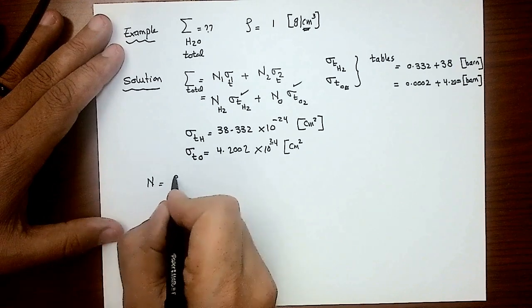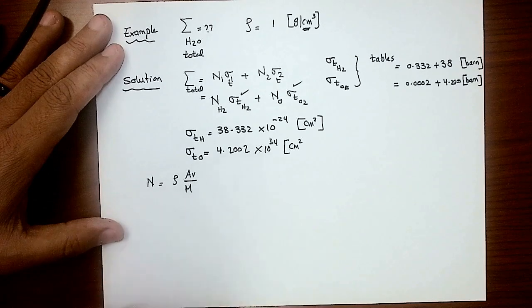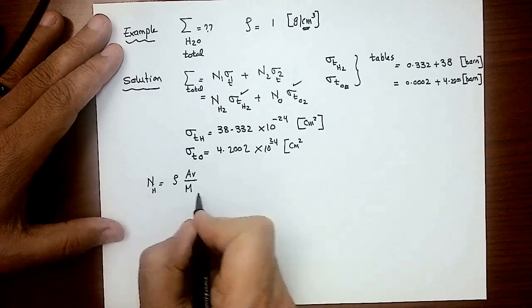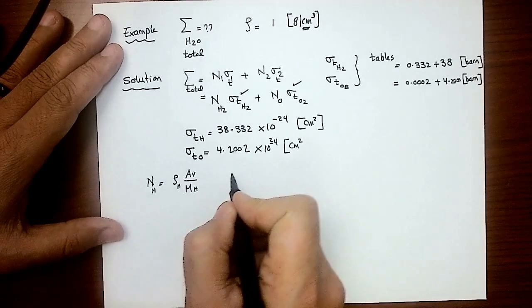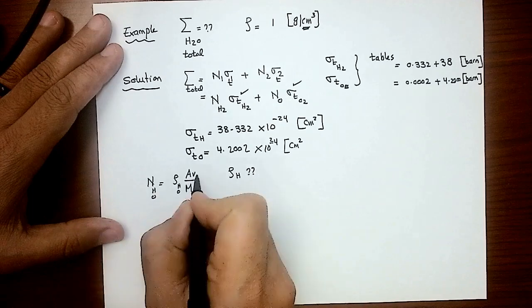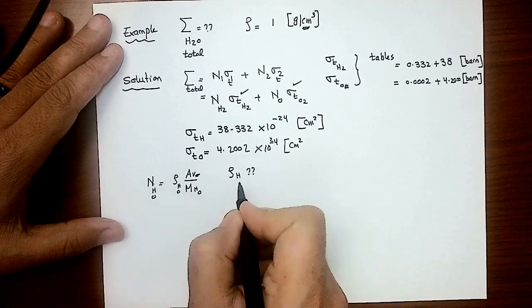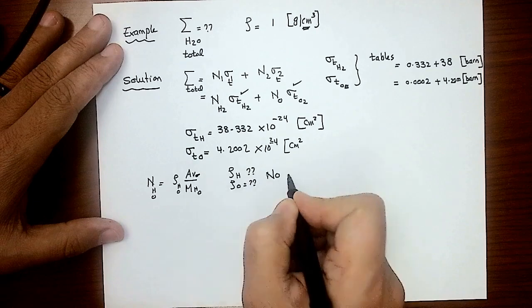The equation is rho times Avogadro's number over the molar mass of hydrogen. So this will be hydrogen here. That's what we need to calculate. Do we actually know the density of hydrogen? Rho of hydrogen. If I use that for oxygen, that's Avogadro's number. Do we know the density of oxygen? No, we don't have these data. Unknown.